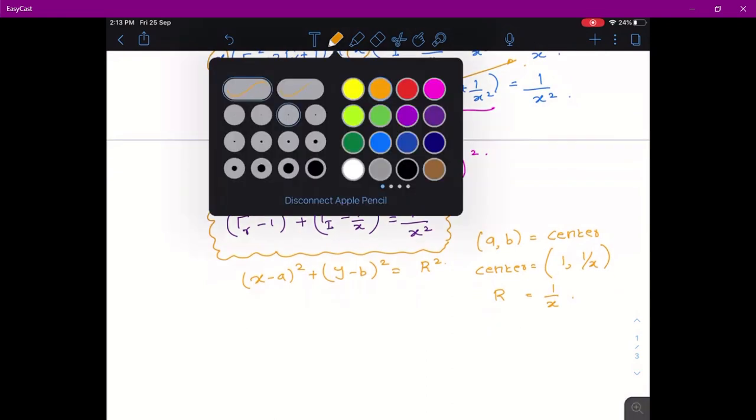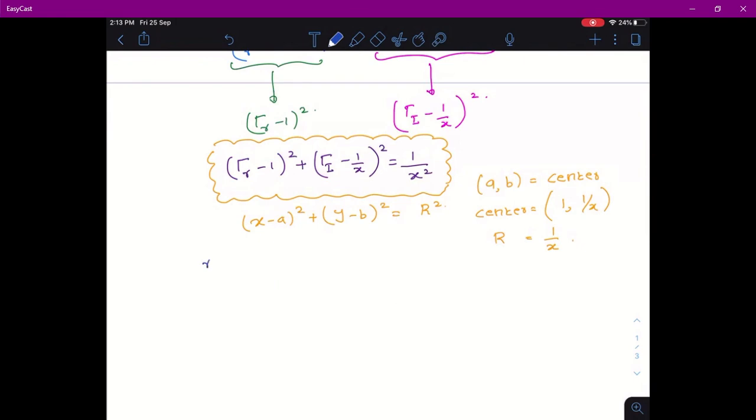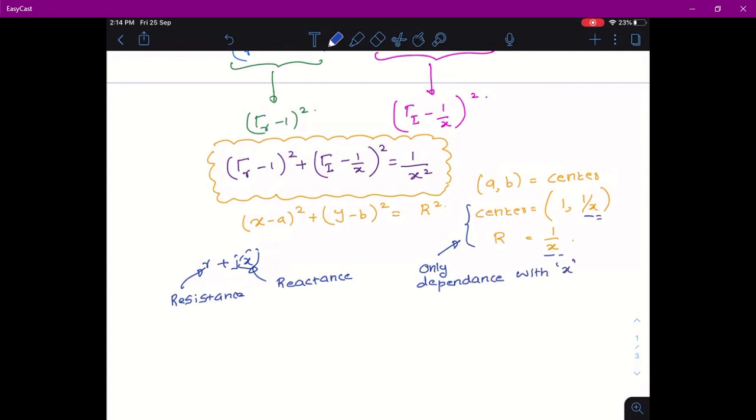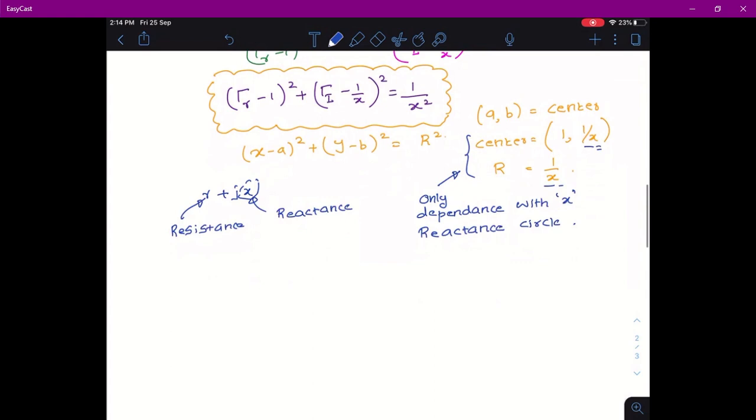And remember, the x comes from our impedance as r plus jx, where r is the resistance and x is the reactance. So this x is the one which is coming here. If you look at the circles here, they have dependence only on x. This is actually called the reactance circles. Now, the resistance is always greater than 0, but the reactance can be both positive and negative, because you have capacitance and inductance.